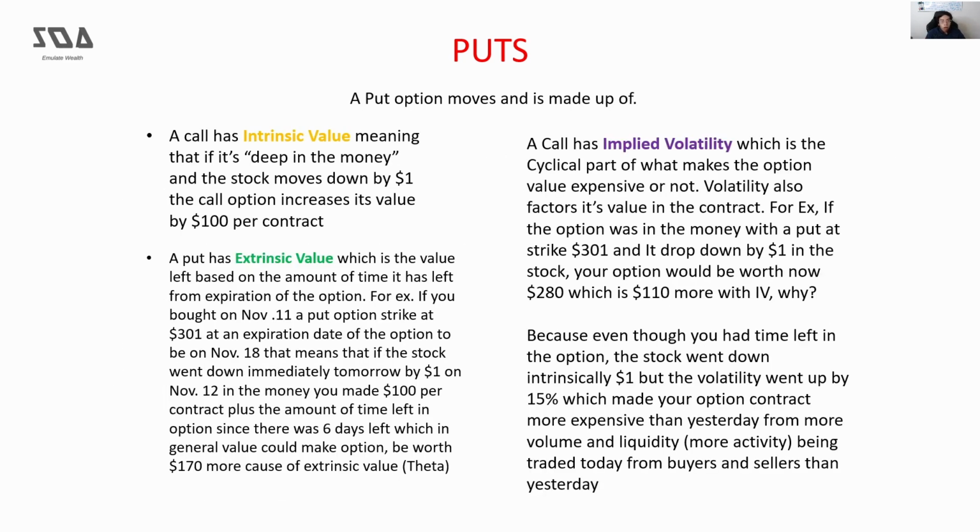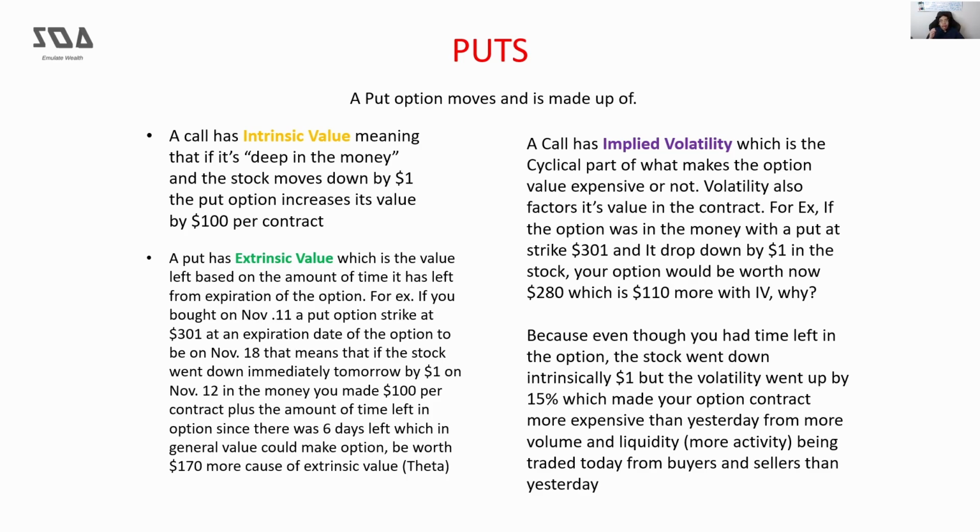Now, what makes up a put option? Well, a put option is made up of three values, very exactly like a call option. It's made up of intrinsic value and extrinsic value, which has time value and volatility value. So again, intrinsic value means that if it's deep in the money and the stock moves down by $1, the put option increases its value by $100 per contract.